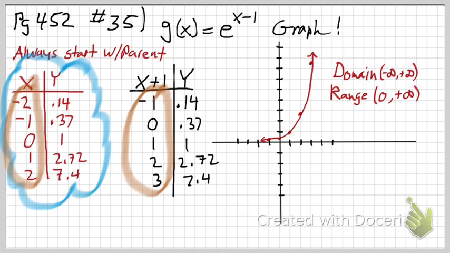And then, very important, domain and range. Notice the range, we have a horizontal asymptote there. That's important.